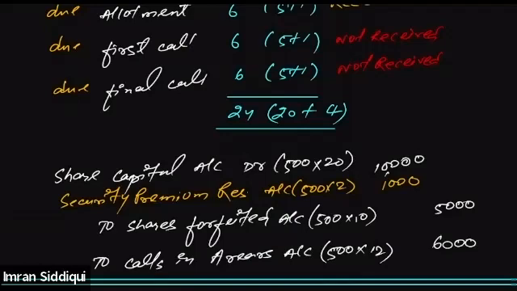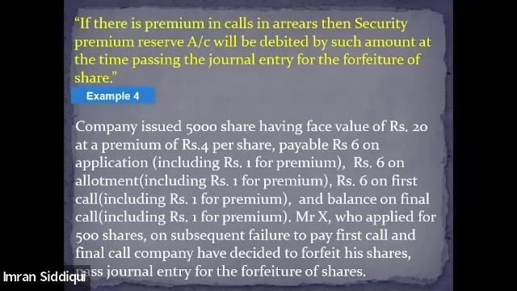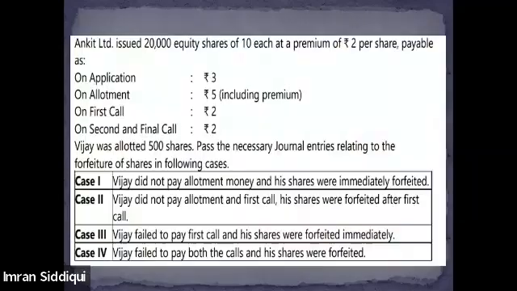So these were the examples that we covered based on the forfeiture of shares if the shares were issued at premium. Okay, let's do a quick question based on these concepts that we have discussed. Let's talk about question number 24. So question 24 contains four different cases. All the cases are completely independent. All the cases can be considered as a separate question. Let's read the entire question once.